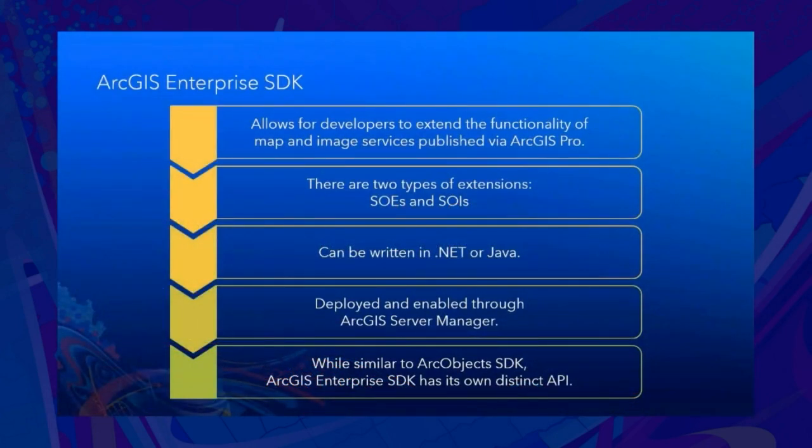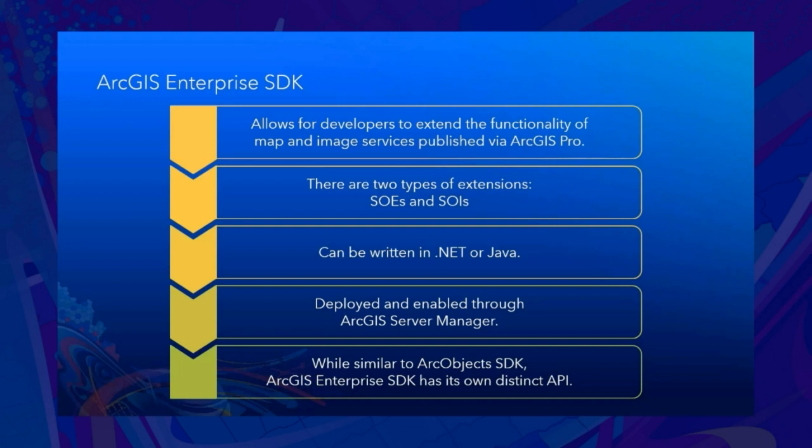So what is the ArcGIS Enterprise SDK? The Enterprise SDK allows developers to extend the functionality of map and image services published from ArcGIS Enterprise, or even ArcGIS Server from ArcGIS Pro. When we're talking about map services here, we're also including added-on capabilities. So if you enable the feature access capability on your map service, you could use Enterprise SDK to extend the functionality of your feature service. This extensibility isn't just limited to map services exclusively.